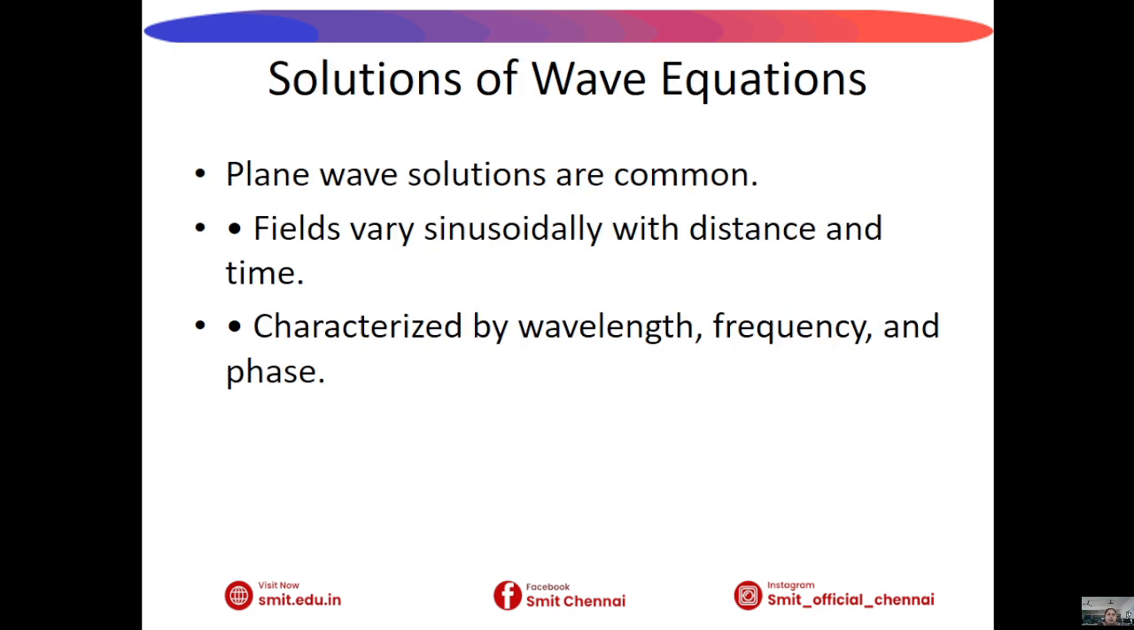Next, we see about the solutions of wave equations. The most common solution to the electromagnetic wave equation is the plane wave solution. In a plane wave, the electric and magnetic fields vary sinusoidally with both time and distance. The important parameters describing a wave include amplitude, frequency, wavelength, phase, and propagation constant. These solutions help us understand signal transmission through various media.